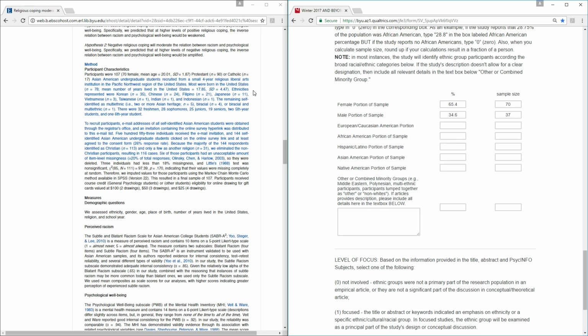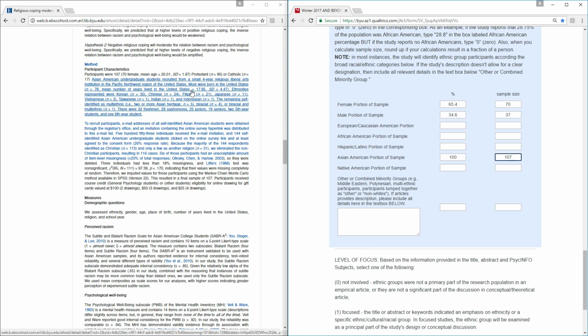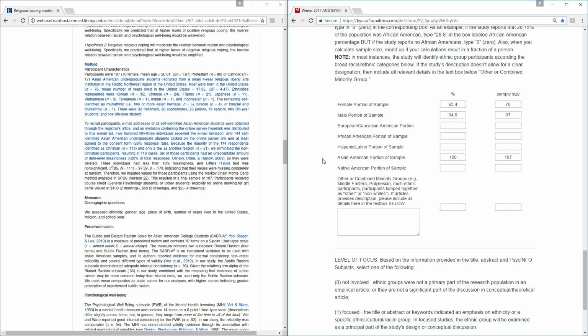And for ethnicity and racial breakdown, so we know that these students are all Asian Americans, which would fall under the Asian American portion of the sample category here. We would say 100% of the 107 participants were Asian American. Now you may say, well, there are specified numbers of Koreans, Chinese, Filipino, Japanese, etc. students. We are not going to report on the specific subcategories of these broader ethnic and racial categories.